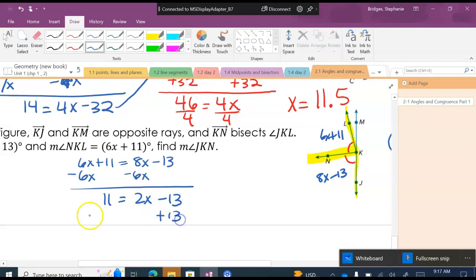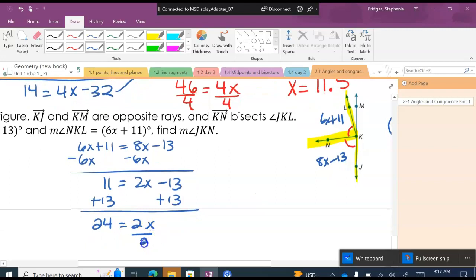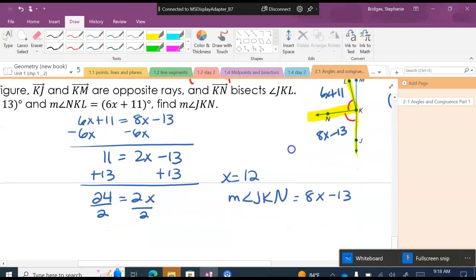I'm going to add my 13 over. And then I divide by 2. So what do we get for x? 12. Okay. And then it is asking me to find JKN. The measure of angle JKN is represented as 8x minus 13, so I'm just going to plug in 12 for that. 8 times 12 is 96. And 96 minus 13 is going to be, what, 83 degrees?